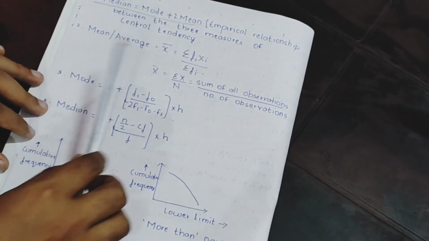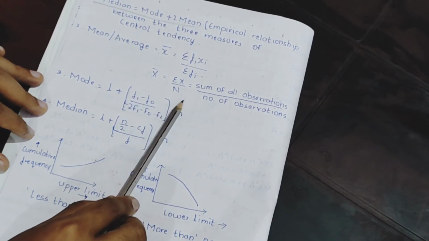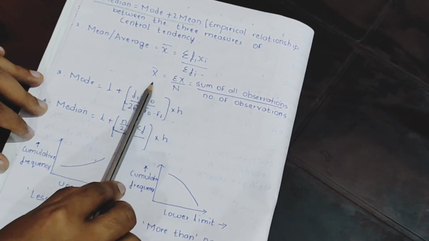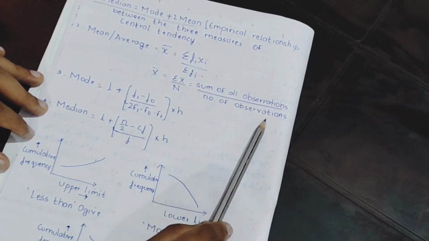Next, the average formula you need to remember. In both the model papers, they ask questions on the concept of this. They simply ask for this formula itself. What is average? Sum of all the observations divided by the number of observations.